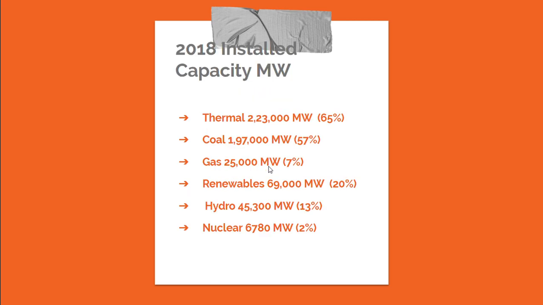So to give you the feel of the power plants in India, I have displayed here on your screen quite recent data of the installed capacity in megawatts, and this data is for 2018. If you look at the numbers, it's a very interesting thing. You see that the thermal power plants are the major power plants, and they contribute about 65% in terms of installed capacity.